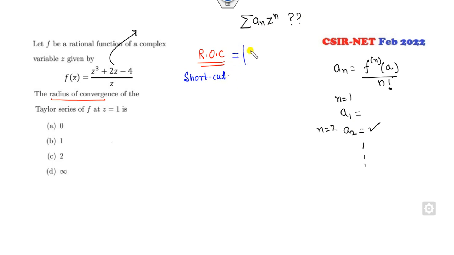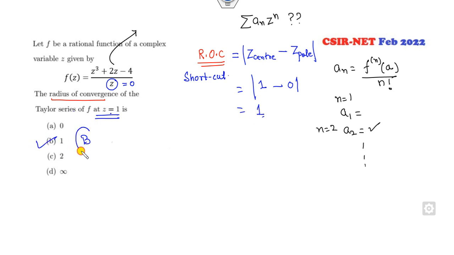The radius of convergence is the distance of the center minus the pole. So what is the value of the center? The center is given to you, Taylor series at 1. Can you find the pole? What is the pole of this? You can see z equal to 0 is my pole. So what is the right answer of this? Simply 1 is my right answer. You can see within 15 seconds you can get your right answer.